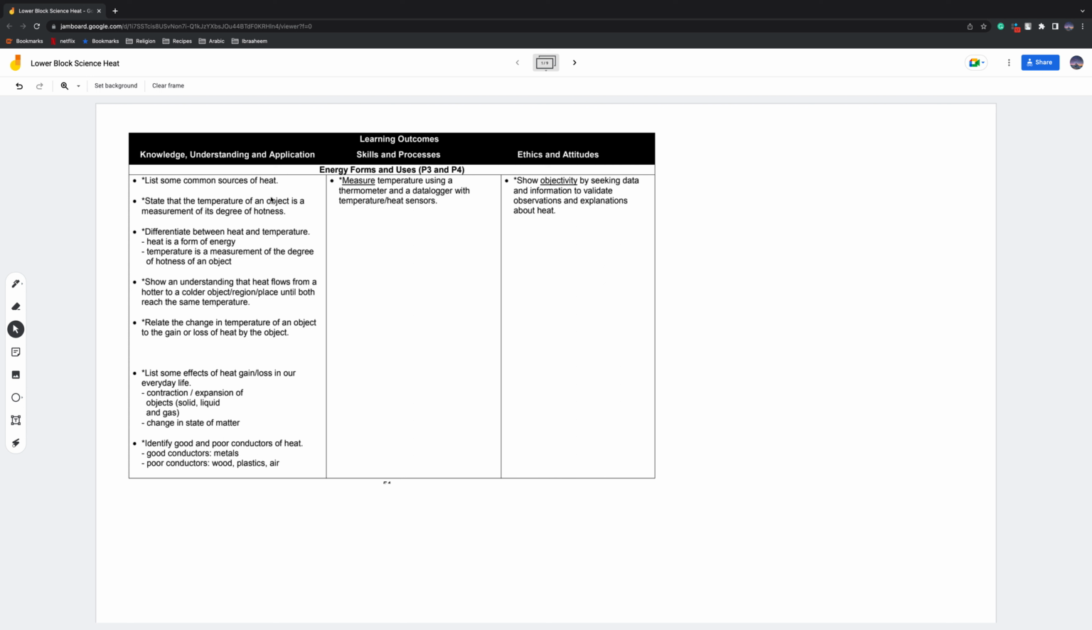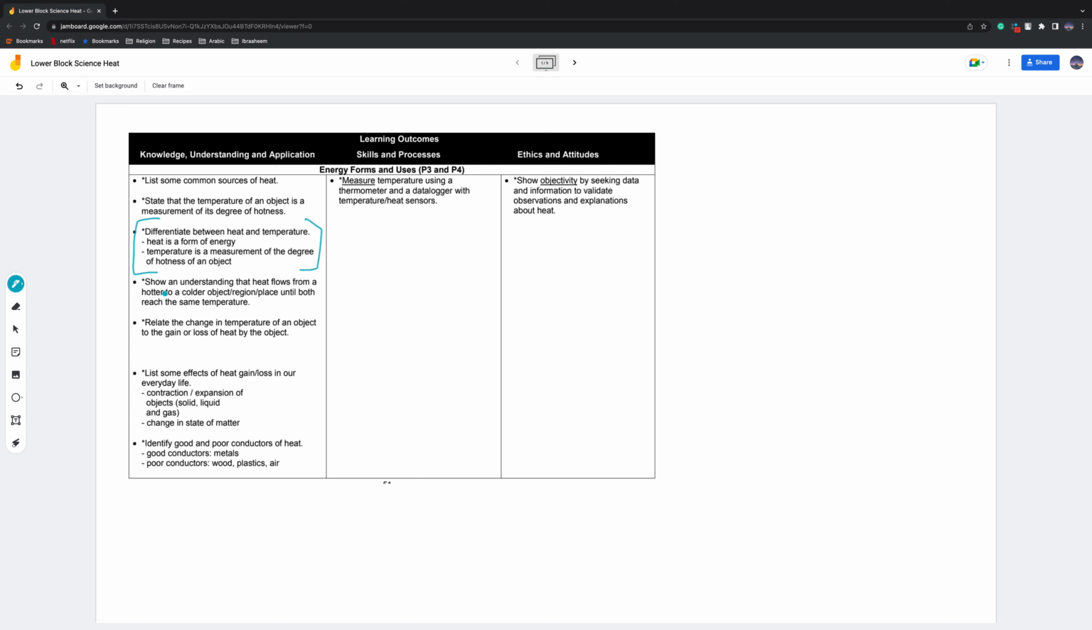That's all. But heat, on the other hand, is an energy. So if the question asks you, state the difference between heat and temperature, this is your answer, the direct answer. Heat is a form of energy, while temperature is a measurement of the degree of hotness of an object. The second part we've already explained, it just means how hot something is.